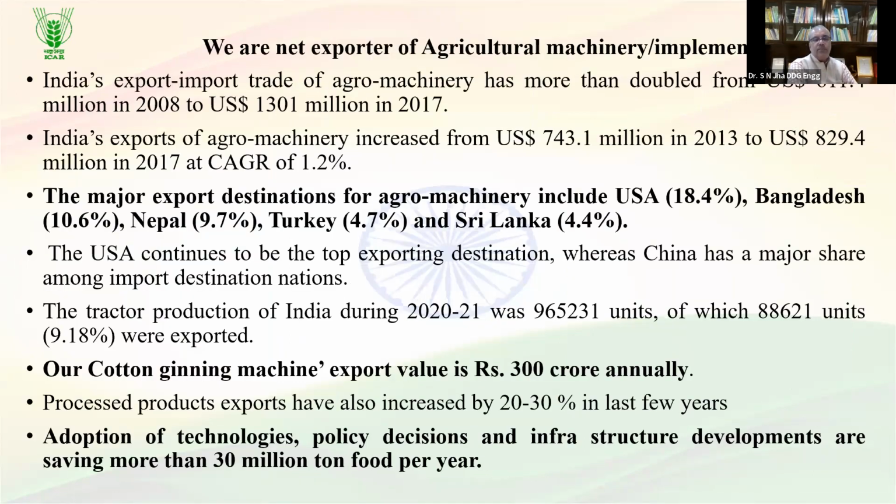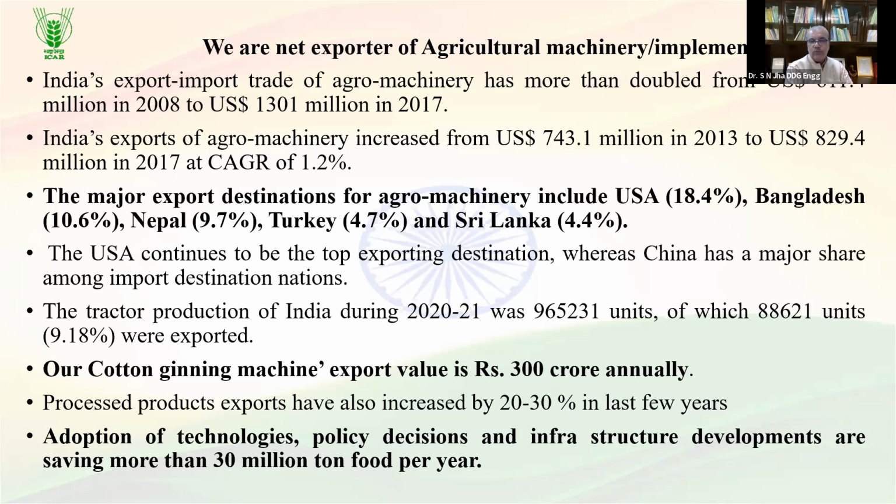Just for the information of the audience, because the whole system is sitting here, we are a net exporter of agricultural machinery and implements also. India's export-import trade of agro-machinery has more than doubled from $611 million in 2008 to $1,301 million in 2017. India's export of agro-machinery increased from $743 million in 2013 to $829 million in 2017. CAGR is 1.2%.